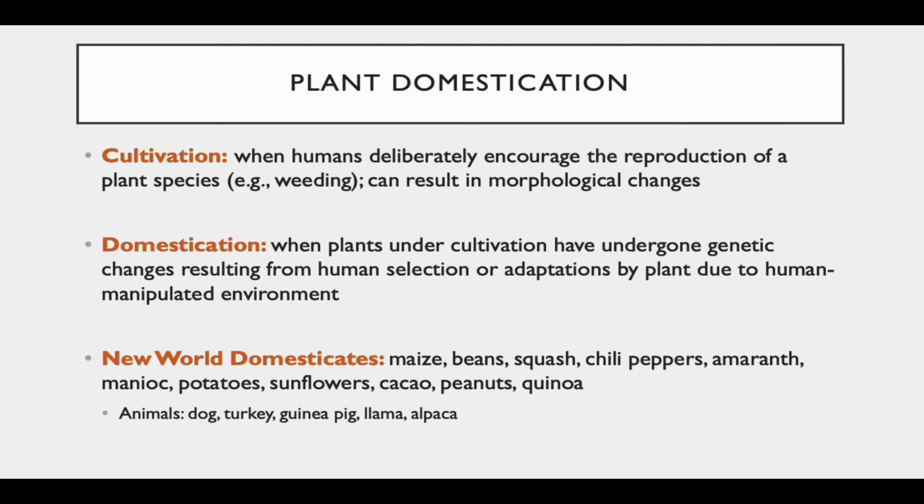Now, here in the New World, our domesticates include three sisters: maize, beans, and squash, of course. Also chili peppers, amaranth, manioc, potatoes, sunflowers, cacao, peanuts, and quinoa. Among animals, we have the dog, turkey, guinea pig, llama, and alpaca.